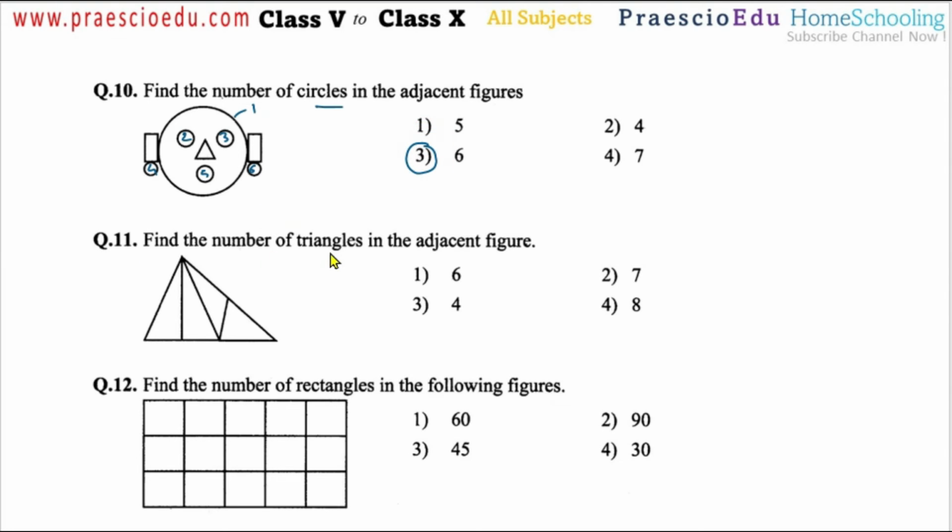Now find the number of triangles in the adjacent figure. So this is a very good example. So with common vertices, these two triangles, we will make a numbering 1, 2, and this is common. These two triangles have a common vertex, so this is 1 and 2, or we can say 3 and 4, a better way, different numbers.